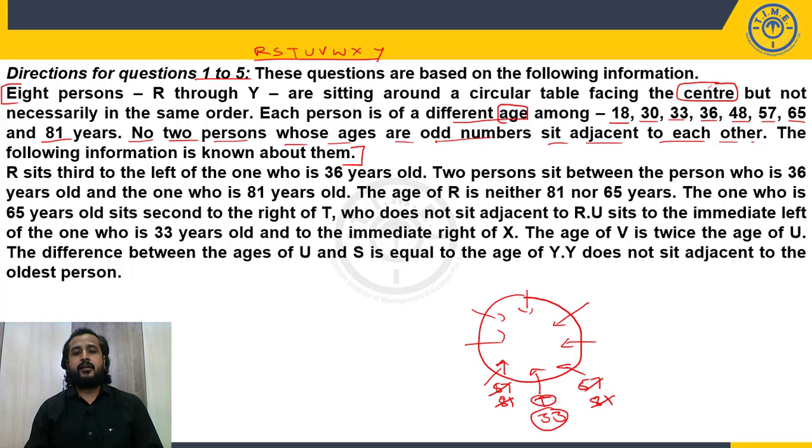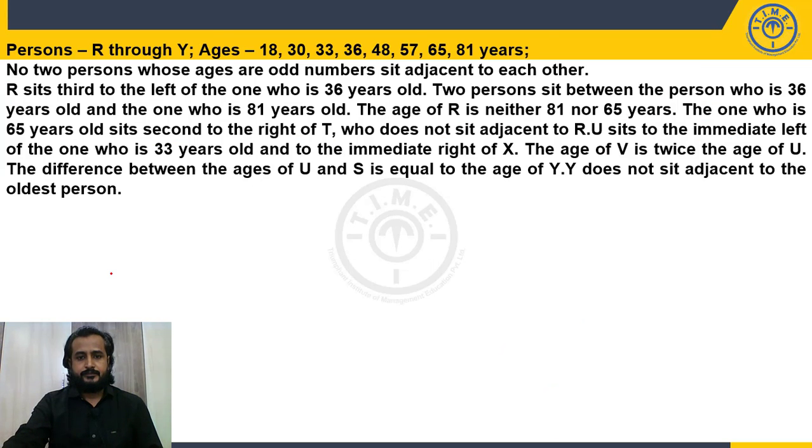No two persons whose ages are odd numbers sit adjacent to each other. So the persons who are sitting adjacent to each other, their ages cannot both be odd numbers. Their ages can be even numbers. There is no restriction regarding that. But the restriction is that no two persons whose ages are odd numbers sit adjacent to each other. So they should not sit adjacent to each other. Clear? Now, I have copied the same information in the next slide. There we will solve. Again, I am not interested in reading the entire information. I will go through the beginning of the information, starting from the first clue onwards. If it leads to cases, I will write the cases.